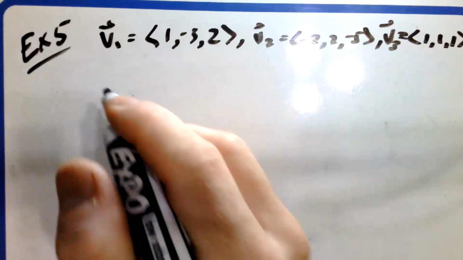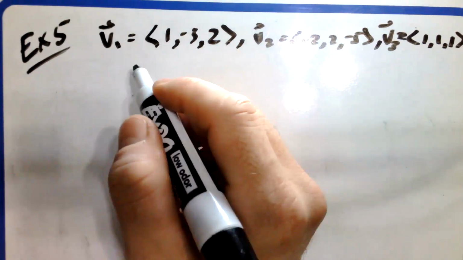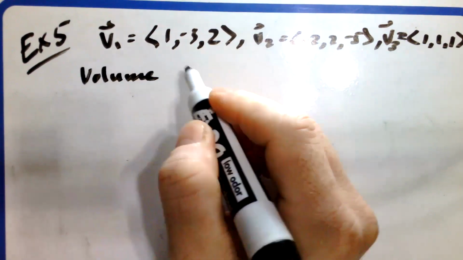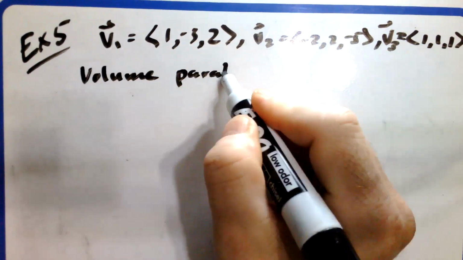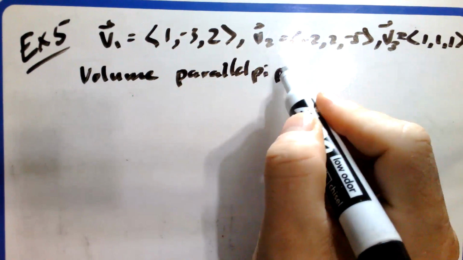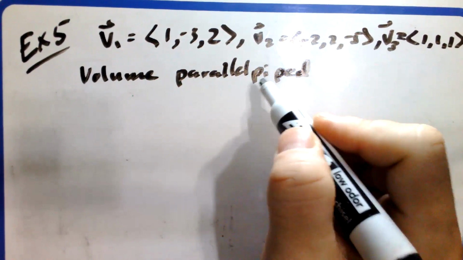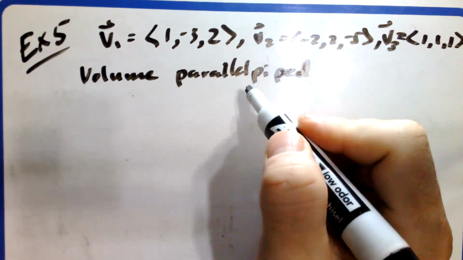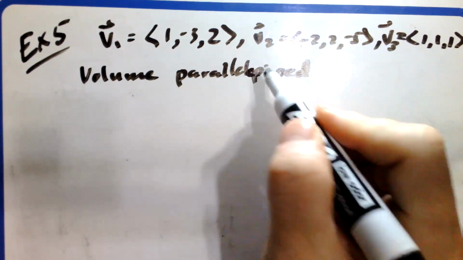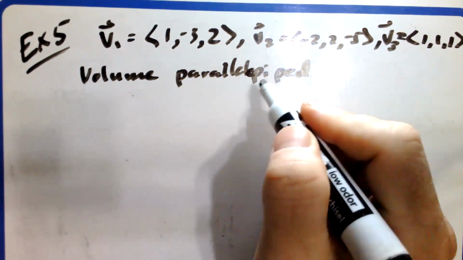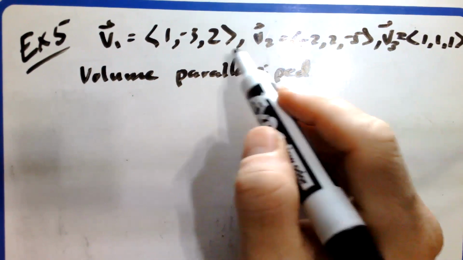All right, in this example, we're going to look for the volume of the parallelepiped. It looks like parallel piped, but we usually say parallelepiped. I forgot an E. Parallelepiped. And so in other words, we're looking for the volume of the box that is spanned by these 3 vectors.